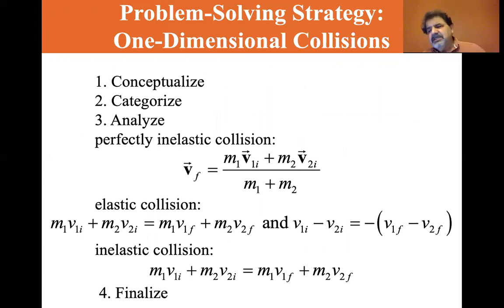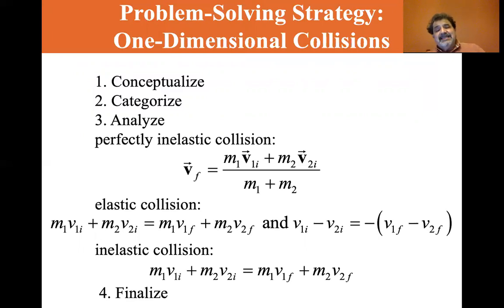Okay, let's see, problem solving for one-dimensional collisions: conceptualize, categorize, analyze, and finalize. If it's a perfectly inelastic collision where they stick together, you have V final equals M1 V1 initial plus M2 V2 initial divided by M1 plus M2, because they're stuck together. And in an elastic collision, we have M1 V1 initial plus M2 V2 initial equals M1 V1 final plus M2 V2 final. And we know that V1 initial minus V2 initial equals the negative of V1 final minus V2 final.